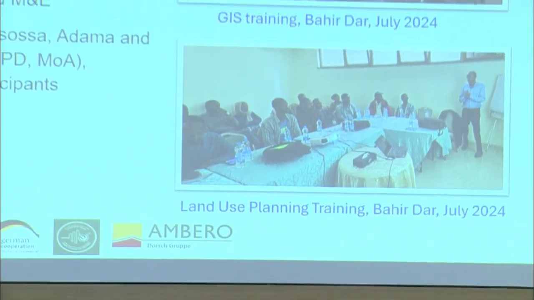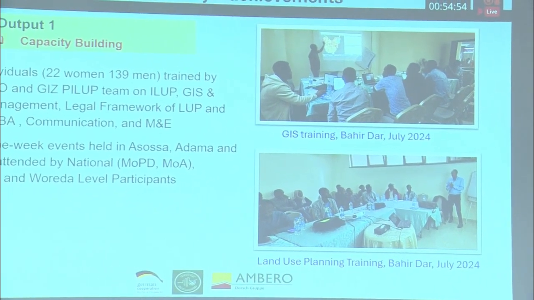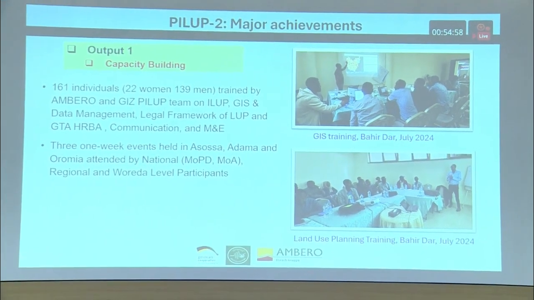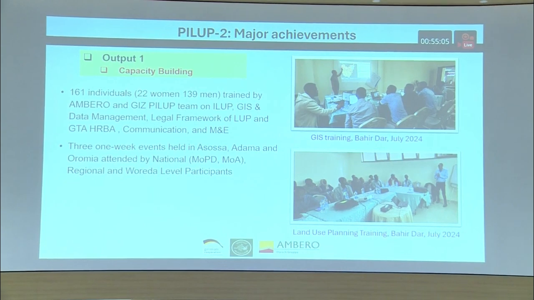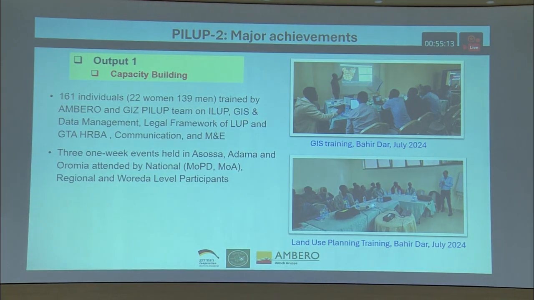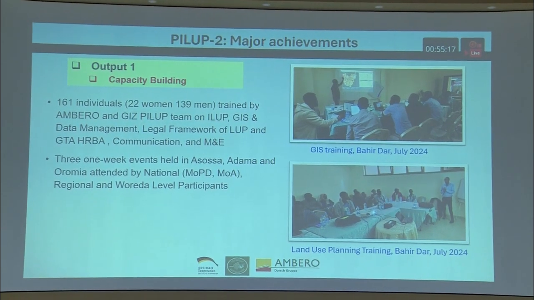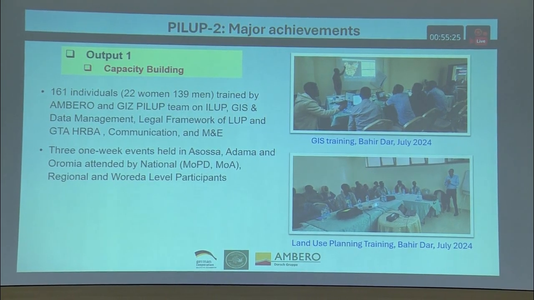In terms of capacity building, the output one, we gave capacity training to 160 individuals in GIS, participatory integrated land use planning, monitoring and evaluation, communication, and also the gender transformative approach and human rights-based approach, because this planning approach has endorsed and followed the international human rights-based approach. It should be participatory and inclusive, so that it can consider the diverse voices of the communities. Three one-week events were held in different hosting regions, with national, regional, and Woreda level participants.